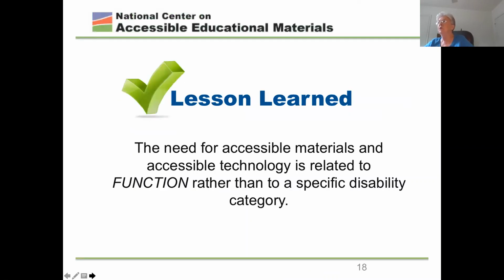Joy, I think you're going to tell us about some lessons learned. Yes, I am. One of the things, of course, and I suspect that many of you know this as well, is that the need for accessible materials and technologies is related to function, that function of gaining meaning from the materials that are being used in the educational programs. It's not about a particular disability category. There may be multiple disability categories that impact a student's functional ability to gain information from materials.